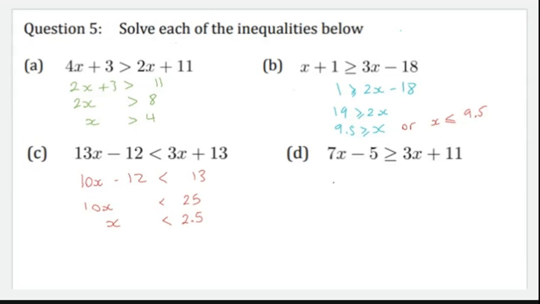So on D, you'll minus 3x on both sides. So minus 3x on both sides, and that gives you 4x minus 5 is greater than or equal to 11. So you add 5 on both sides. 4x is greater than or equal to 16. So divide by 4 on both sides. X is greater than or equal to 4. Cool. Yeah, you're managing these really well.